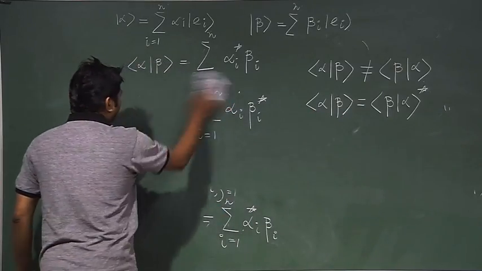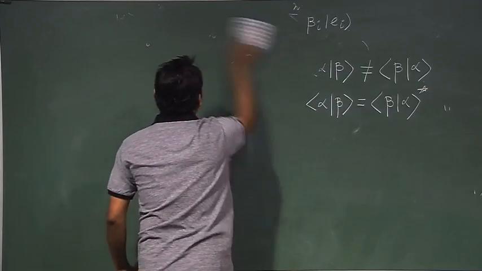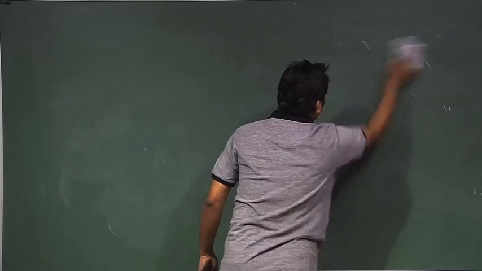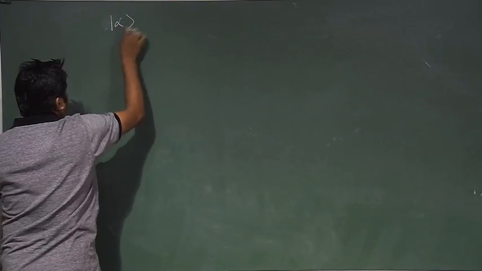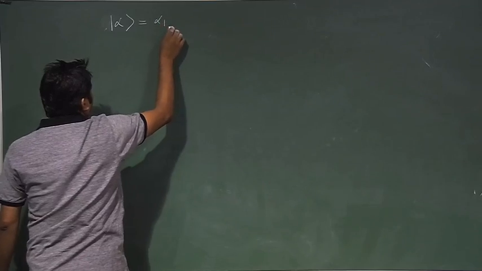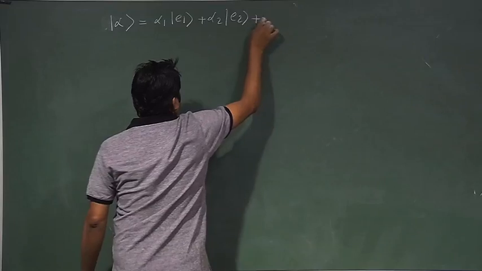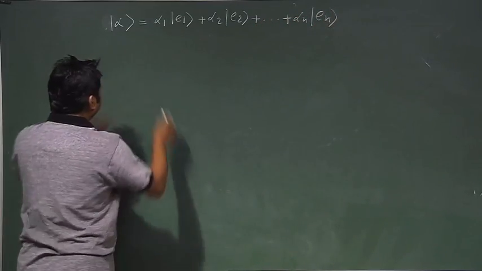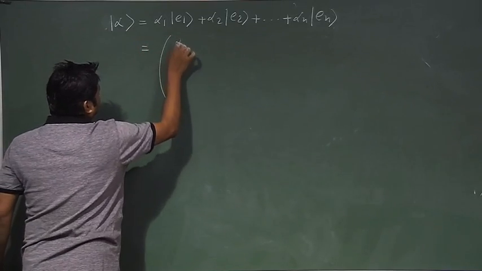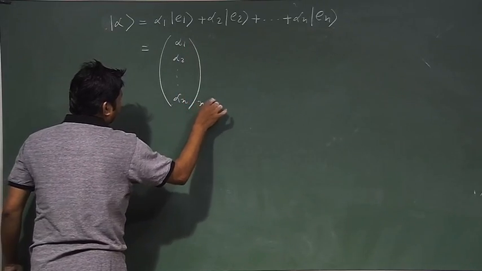So, now we understand with the bracket notation what is going on. Quickly I need to show what is going on in another notation, n tuple notation. So let me do that quickly. Alpha, I can write as alpha 1 E1 plus alpha 2 E2 plus alpha n En. So in n tuple notation, this is alpha 1, alpha 2, alpha n, this is an n by 1 vector.